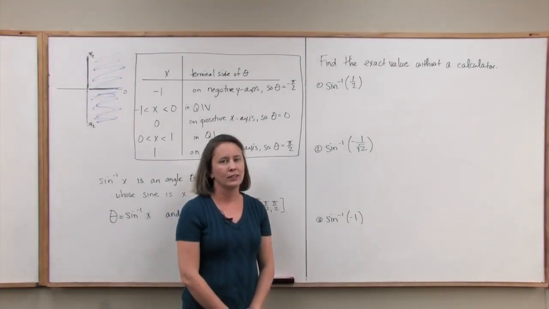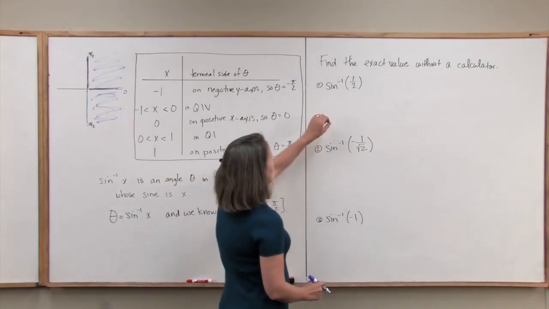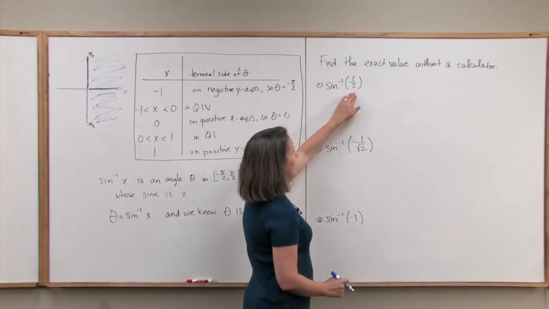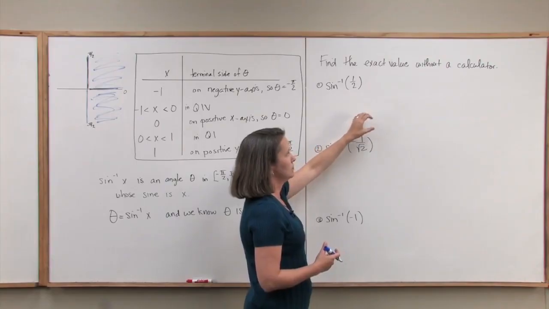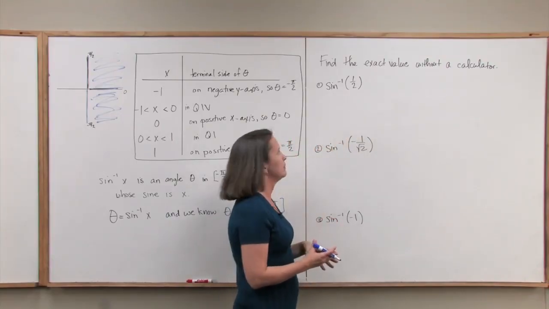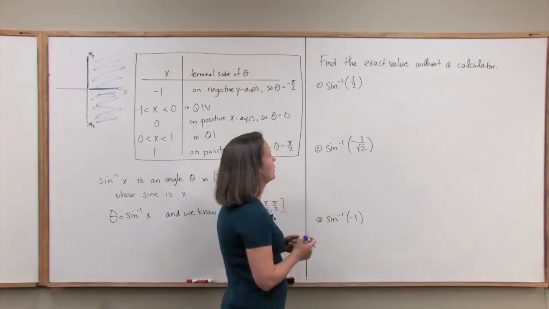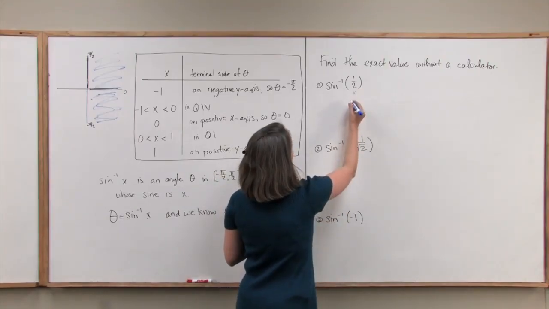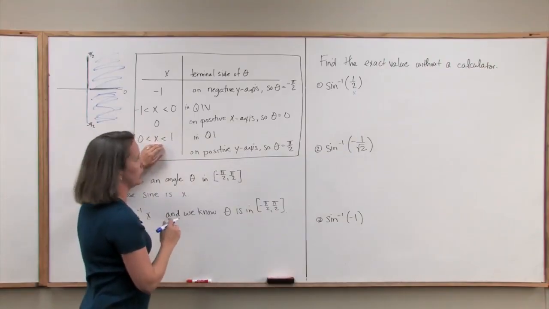Let's practice finding exact values using our inverse sine function. The first example is to find the inverse sine of positive 1/2. So remember, we're looking for an angle. We have to decide where that angle might be, and we know that its sine is positive 1/2. In this problem, this is our x, and we can see it's positive 1/2, which is between 0 and 1.